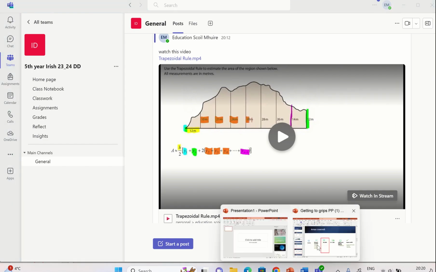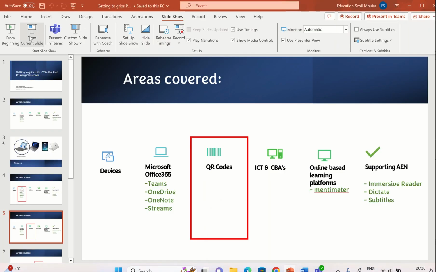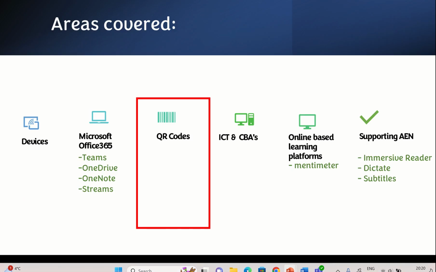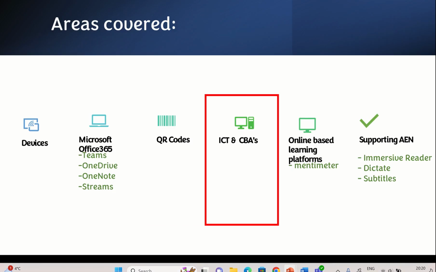Just go back to our overall evening's webinar topics here for a second. So that was the QR codes. As I said, the ICT and the CBAs, we've kind of been incorporating as we've gone along here. So as I said, maybe it's good to create a OneNote folder for CBAs.